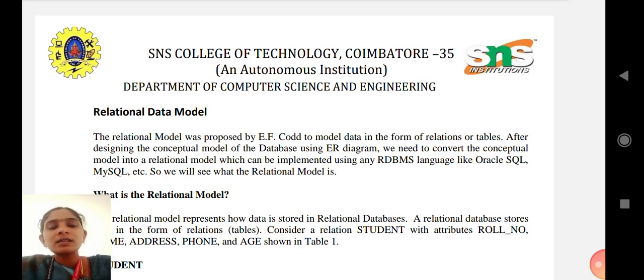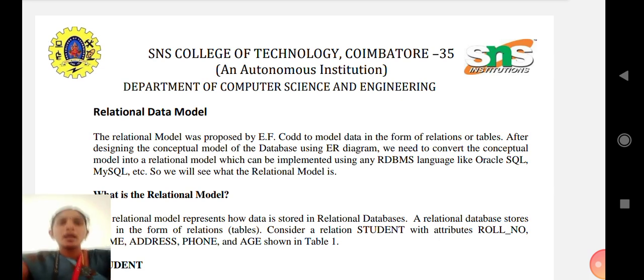Last class we discussed what data is, what a database management system is, the advantages of using a database management system in our real world, and the applications of database management systems. These were all discussed in the last class.